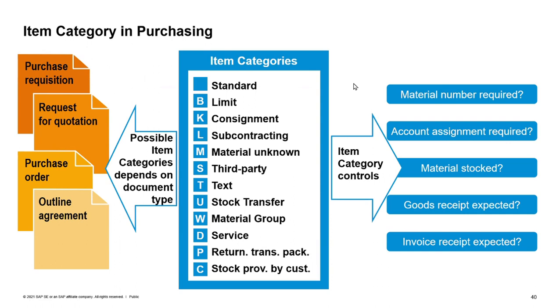So one more time, what we take from the slide, because it's a very important slide: item category is always there on item level and tells us the procurement process. Right now, at this moment, when we are just learning about procurement, I want you to remember item category is there, it's very important, and it indicates to the system how we buy it, and that influences whether we have a material number, whether we need material stock, and whether we need a goods receipt expected.